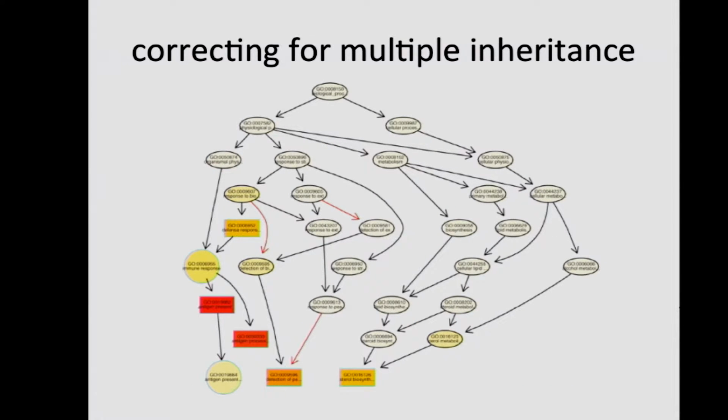When you correct for multiple inheritance, you get pictures that look like this, where now you see that there's just a very small number of things going on, and all these other things now become less significant. So you get the exact processes, the more specific gene lists that are actually enriched in your terms. Okay.